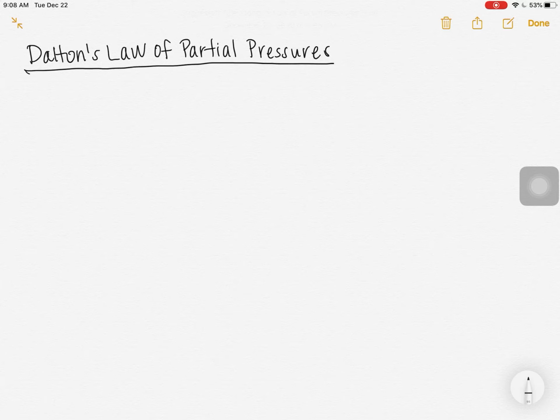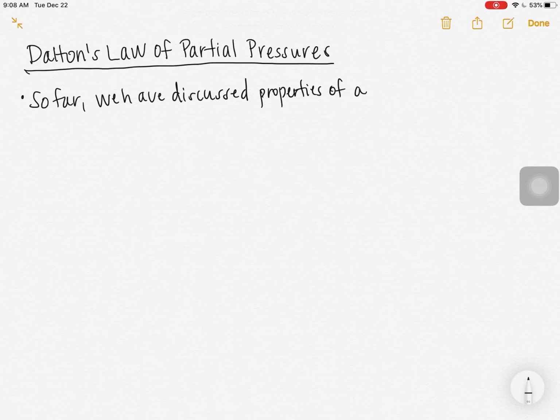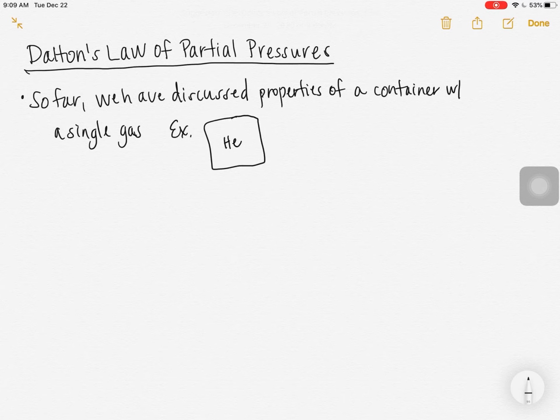So far, we have discussed properties of a container with a single gas inside. Meaning, we've talked about a container and it's full of helium, for instance. And we may have been discussing the pressure and the temperature and the volume and all of that good stuff.